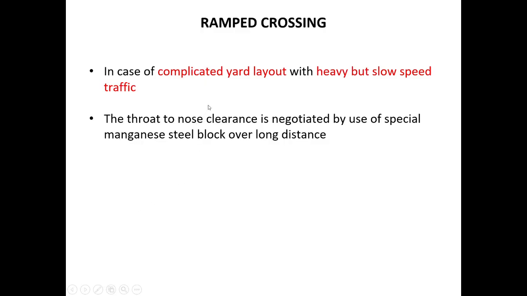Then the second type was ramped crossing. In case of a complicated yard or layout with heavy but slow speed traffic, ramped crossing is preferred. In this ramped crossing, the throat to nose clearance is negotiated by use of a special manganese steel block over a long distance. Okay.